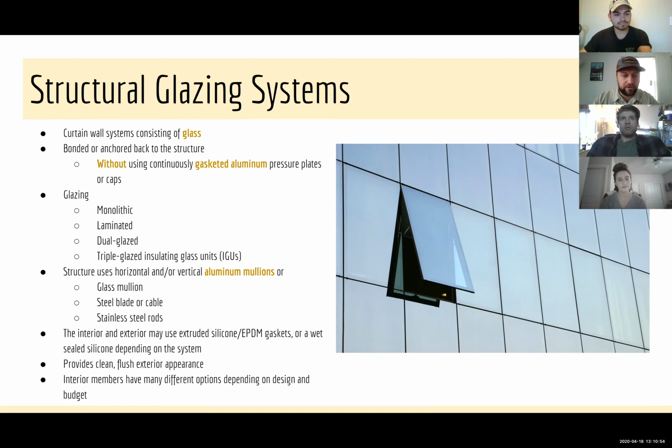The structure uses horizontal or vertical aluminum mullions, or potentially glass mullions, steel blades or cables, and stainless steel rods. And the interior and exterior may use extruded silicone gaskets or a wet-sealed silicone, depending on the system that's specified. All this provides a clean, flush exterior appearance. And interior members have many options depending on the design intent and the budget.